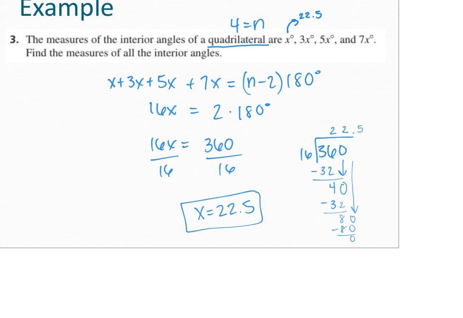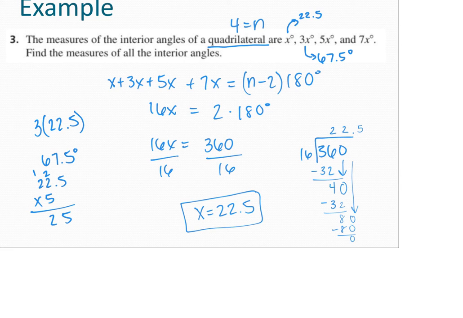Okay. That's x. The other angle is 3 times 22.5, which is going to give me 67.5 degrees. The other angle is going to be 5x. So we're going to take 5 multiplied by 22.5. 5 times 2 is 10, plus 2, 12. Bring it up to 1. 5 times 2 is 10, plus 1, 11. So 112.5 degrees.